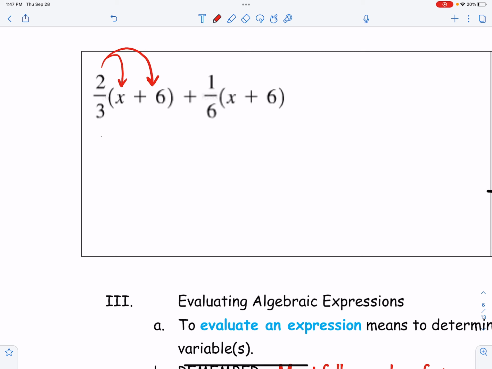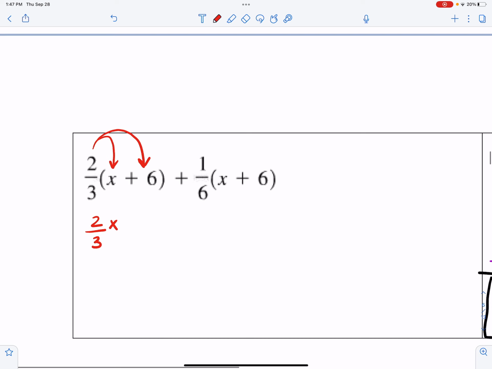Okay, so 2/3 times x, right, is just going to be 2/3 x. And then be careful when you start multiplying your fractions, right? I like to kind of go over to the side to work those out. So 2/3 times 6, 12/3, which is just 4. So this becomes 2/3 x plus 4.